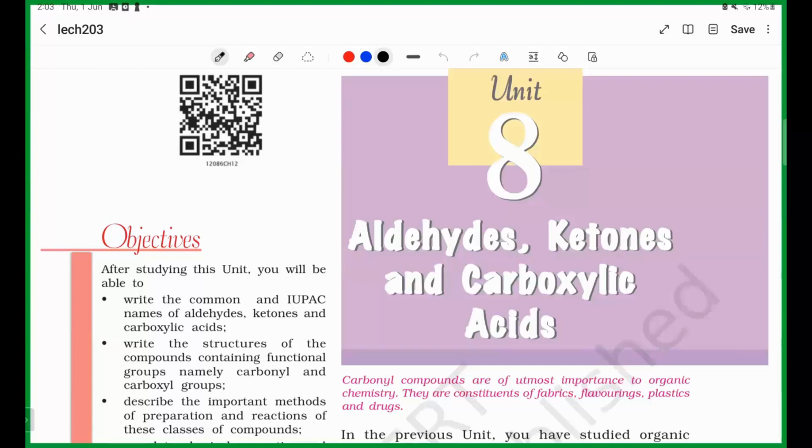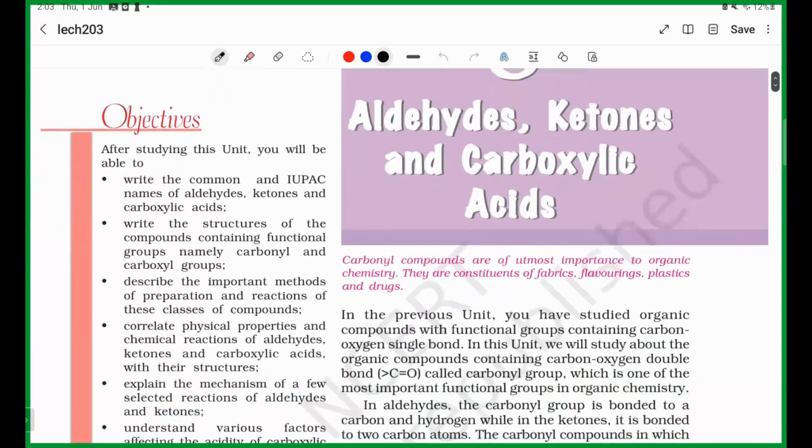Today I will be explaining the chapter Aldehydes, Ketones, and Carboxylic Acids. A small brief intro first. These three are called functional groups, right? Functional groups in any organic compound give you certain characteristic observations of a similar type of compound, so the properties that they exhibit are similar in nature.